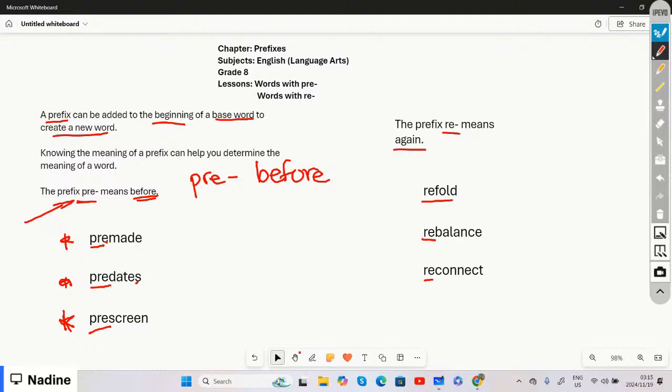So, for example, refold. If I were to refold something, then it means that I'm going to fold something again. Refolding something means that I'm folding it again. Because that is what refold means. Fold again.